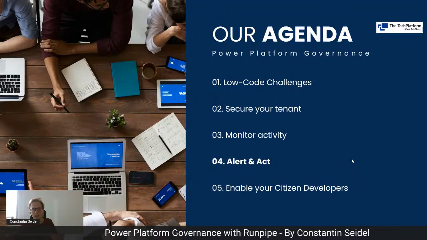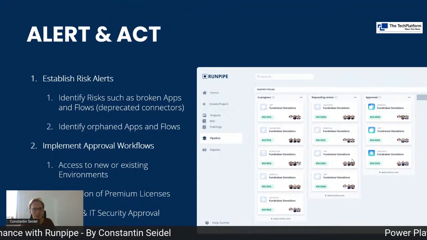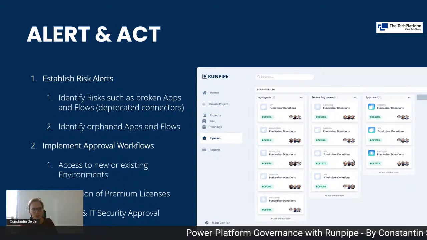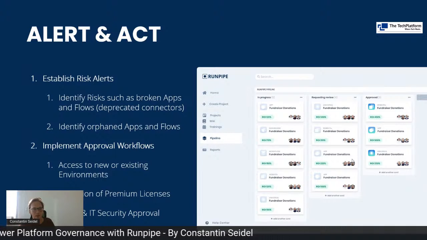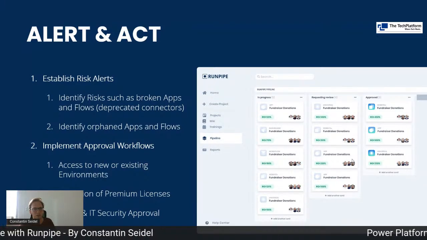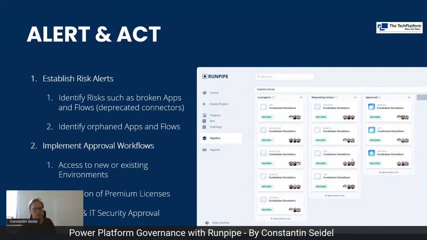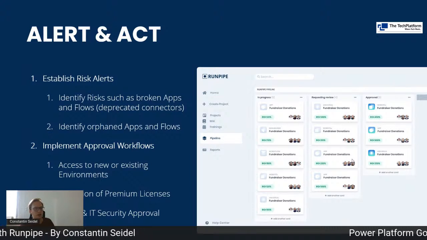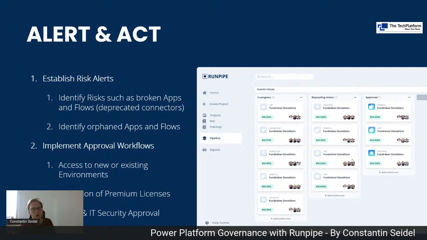Okay, next thing is alert and act. So we already talked about it, Manpreet, a couple of minutes ago, that you don't want to go through your platform every day and check all the applications, but you just want to be automatically notified if there's something that needs your attention, like an application that does not work anymore. Maybe it has some deprecated connectors, for example. You want to identify if there are orphaned apps and flows, or you want to have a process in place that notifies the business that there's one flow which is not working anymore because the person who has the owner rights left the company.